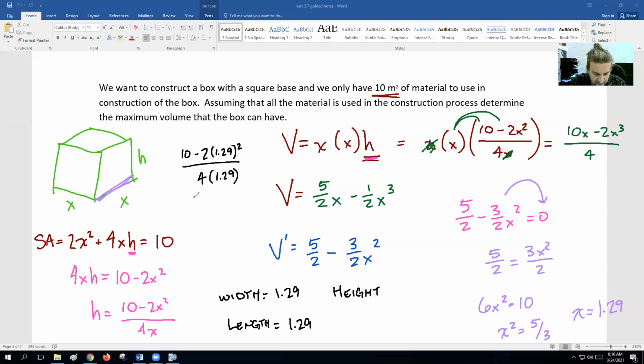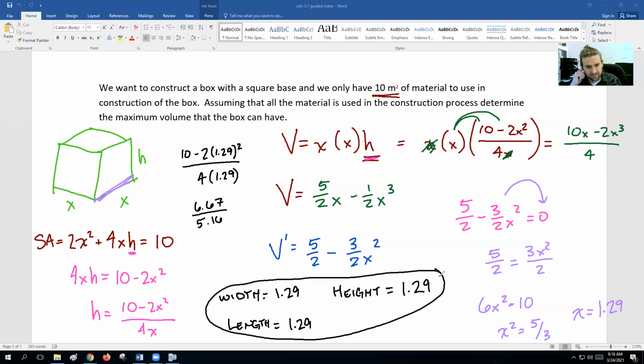All right, so let's just do the top here. What's 10 minus 2 times 1.29 squared? That turns out to be 6.67, divided by 4 times 1.29, which is 5.16. If we divide those, we get 1.29. Think about that. That's some nice logic there. That ends up being a cube.